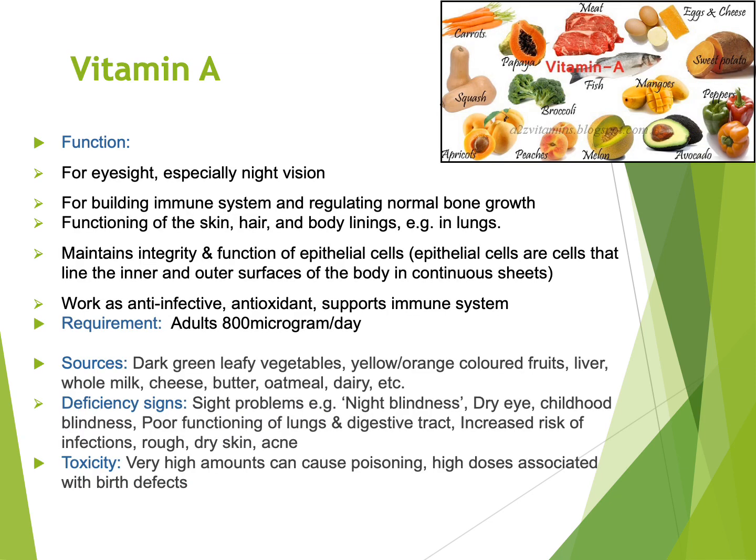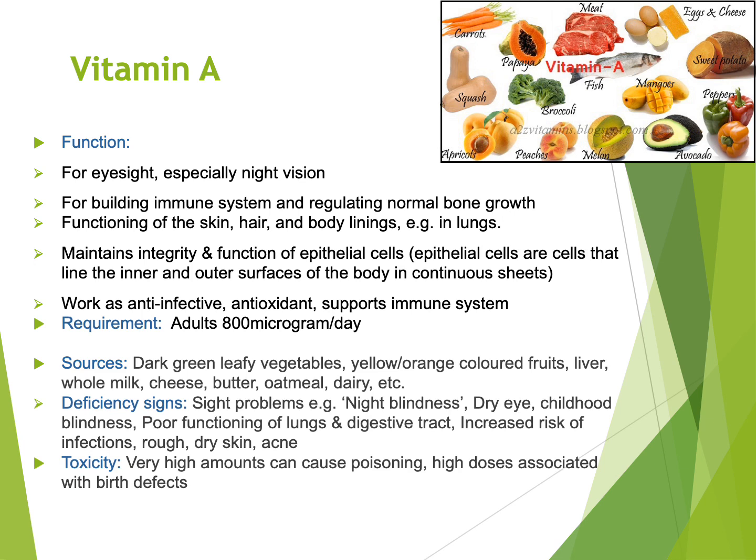Vitamin A is important for eyesight, especially night vision. It can work with building the immune system and regulating normal bone growth. It helps with the functioning of the skin, hair, body linings, and the lungs. It maintains integrity and function of epithelial cells. And as we all know, epithelial cells are cells that line the inner and outer surfaces of the body in continuous sheets. It works as anti-infective, antioxidant, and it supports the immune system.